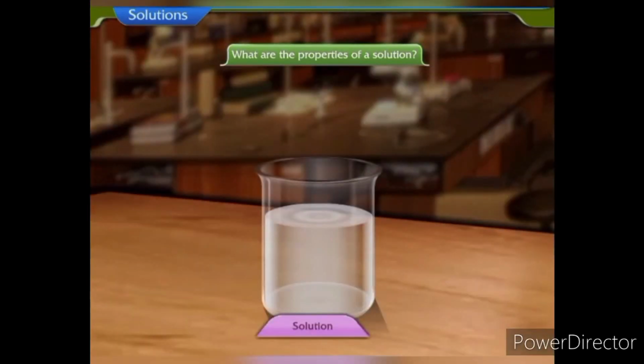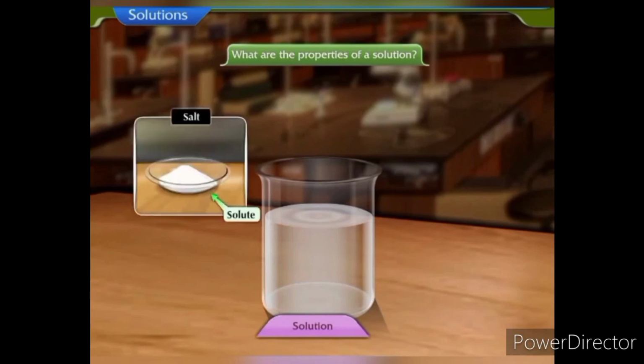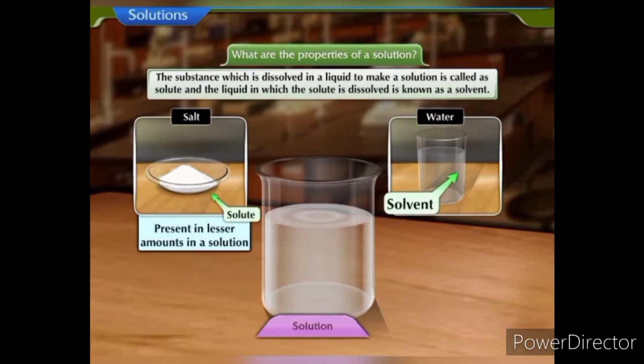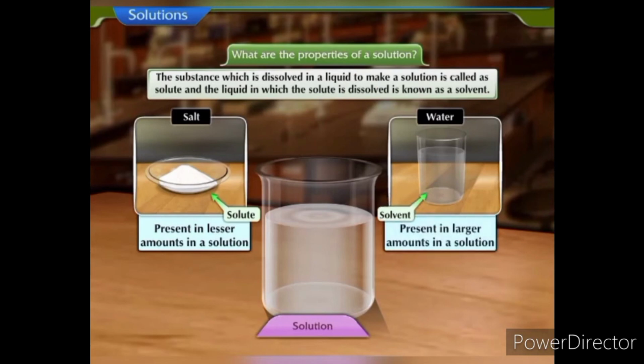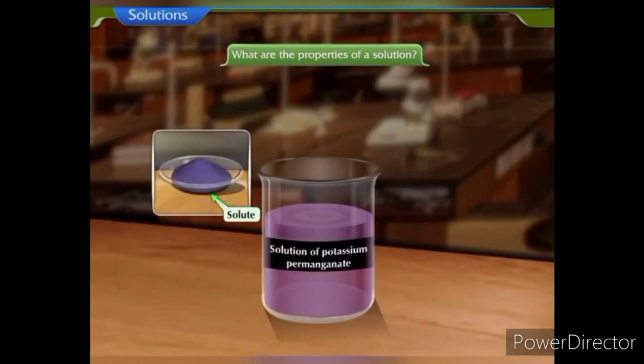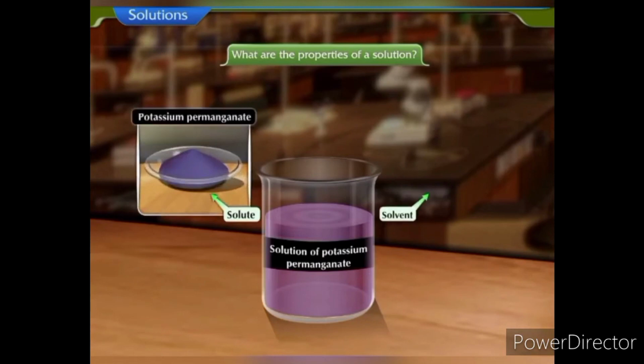A solution is made up of two components, a solute and a solvent. The substance which is dissolved in a liquid to make a solution is called the solute, and the liquid in which the solute is dissolved is known as the solvent. Usually, the solute is the substance present in lesser amounts in a solution, and the solvent is the substance present in larger amounts. In a solution of potassium permanganate, the solute is potassium permanganate and the solvent is water.